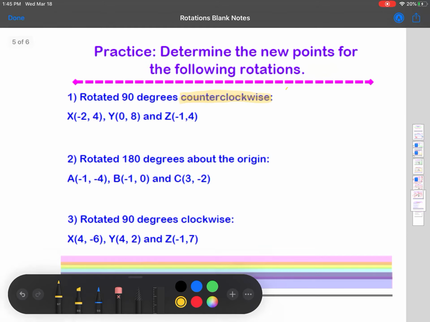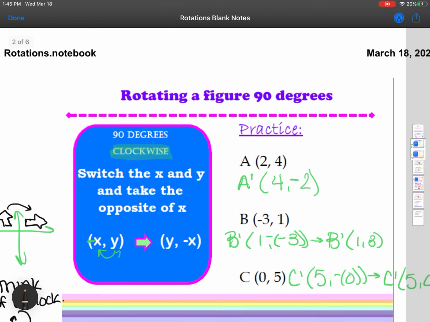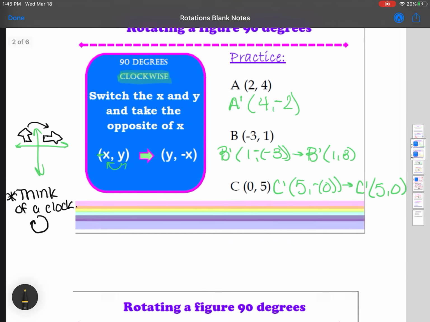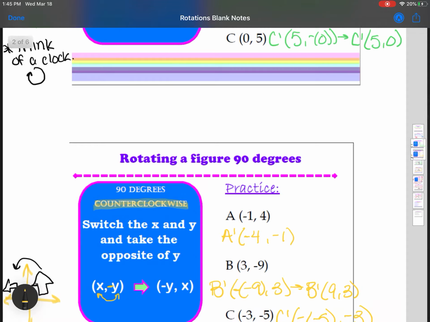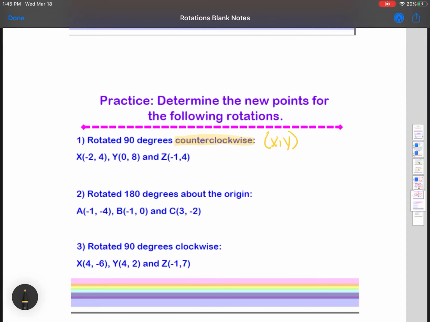Counterclockwise. My rule for counterclockwise is x, y becomes... I don't remember. Let's go all the way back to the top. Counterclockwise is negative y, x. Becomes negative y, x. Okay?